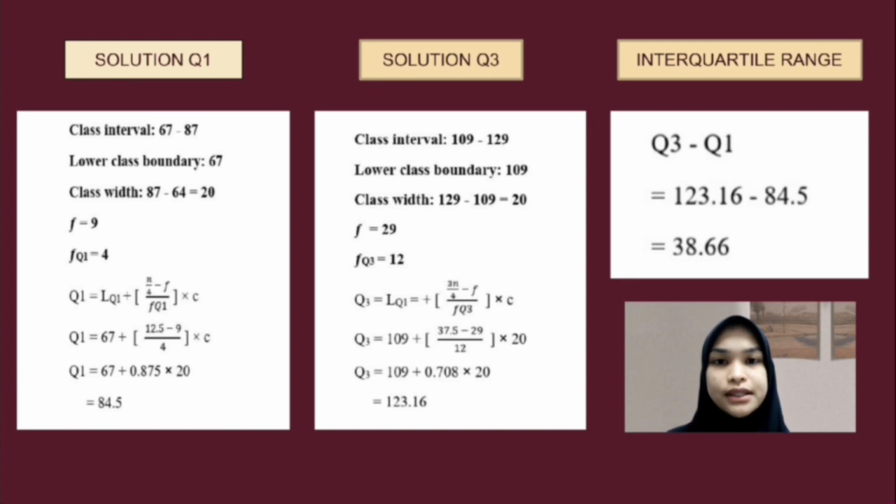As you can see, the solution for Q1 uses the formula LQ1 plus (n divided by 4 minus f) divided by fQ1, multiplied by c. While for the third quartile, the formula used is LQ3 plus (3n divided by 4 minus f) divided by fQ3, multiplied by c. LQ is the lower class boundary, which is 67, and c is the class width, which is 87 minus 64 equal to 20. The formula is used to find the value of a quartile.